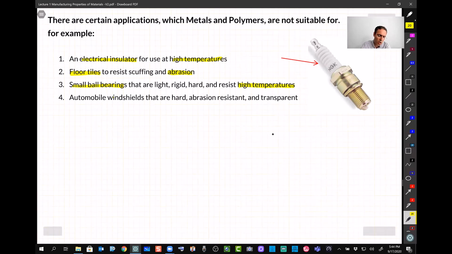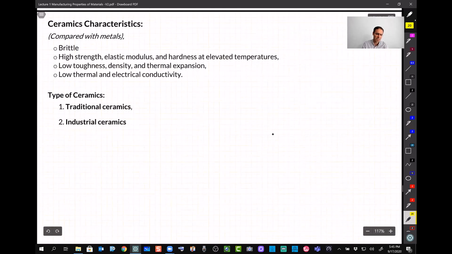Or let's say your car windshields. So you want something transparent, so you may say I go with plastic, but plastic is not really good in abrasion resistance. So this is where metals and plastics cannot satisfy your need, and we need something different. And this is where we need basically ceramics.